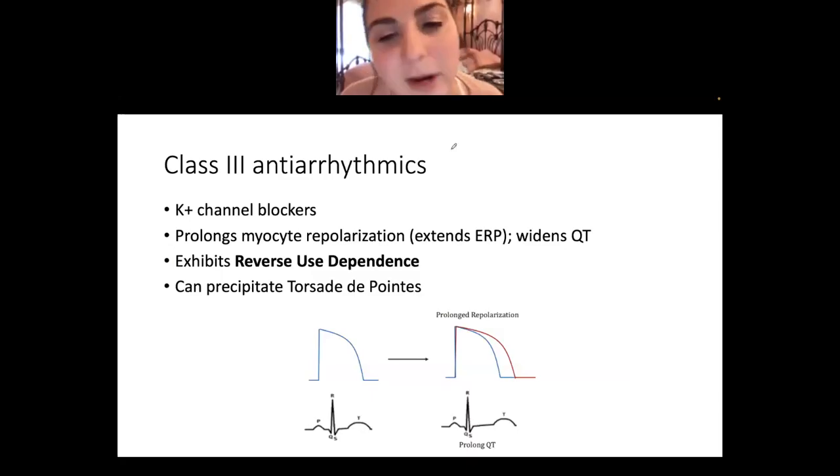So now class 3s. Hopefully a little quicker. They're not all different, which is nice. These are your potassium channel blockers. So potassium channel blockers, they're going to prolong. And this is like those questions that I asked you in the very beginning: if I block potassium channels, how is the action potential going to look?